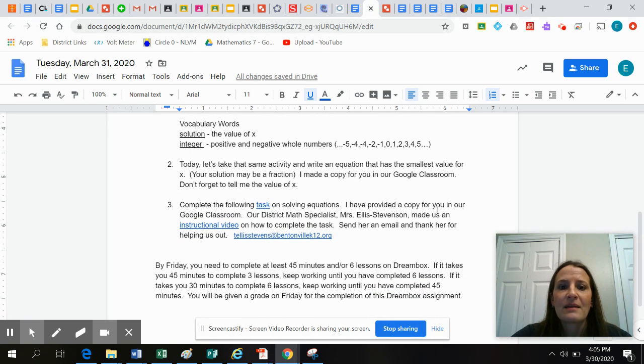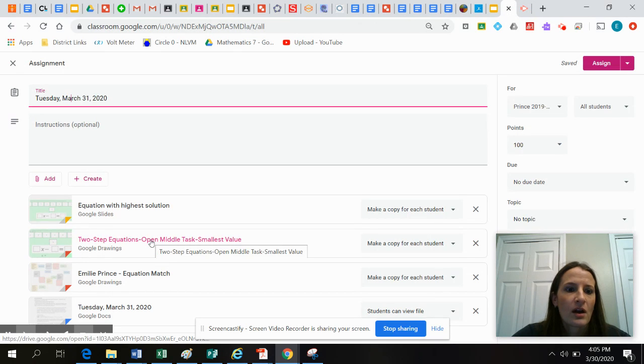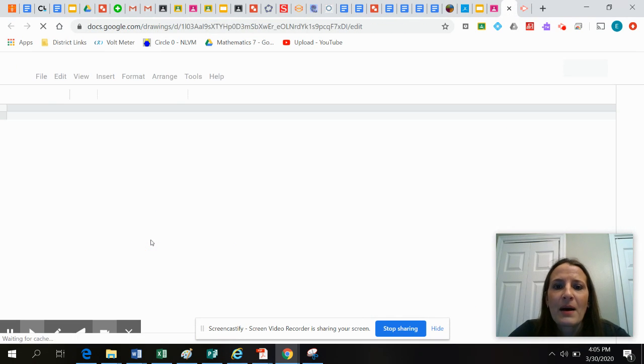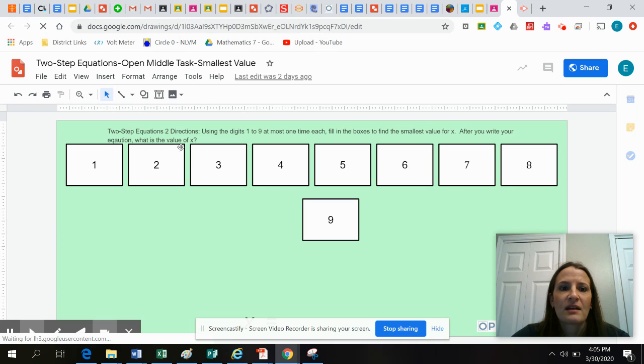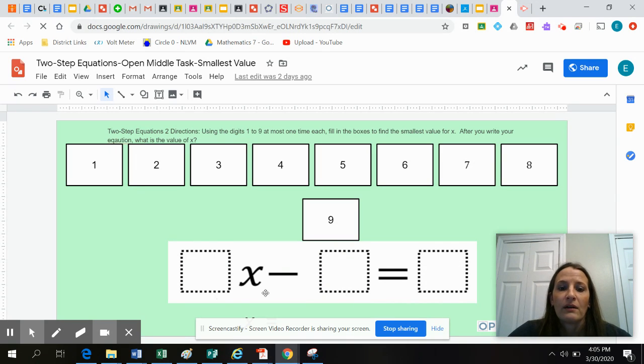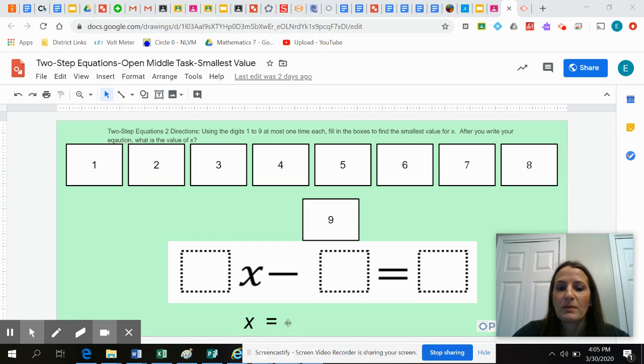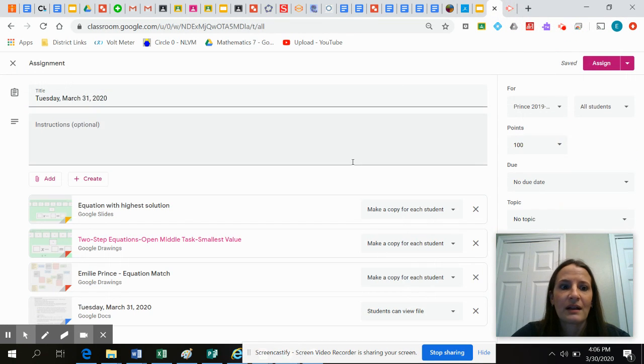All right, we're going to take that same activity that you guys did last week, but I've changed it up a little bit, and we'll go to our Google Classroom. It's right here. Two-step equations, but this time I want the smallest value of x. So use the digits 1 to 9 at most, one time each. Fill in the boxes to find the smallest value for x. After you write your equation, I want you to tell me what the value of x is. The boxes, there they go. Fill them in, click and drag, and down here, you need to tell me what the value of x is. What is the solution? And all of this is in your classroom.